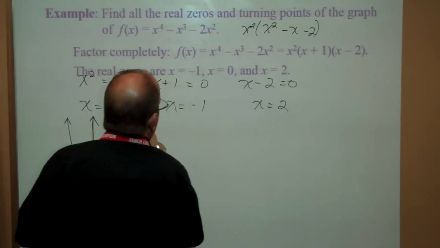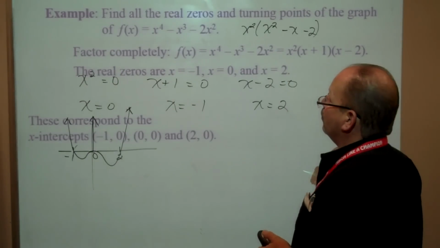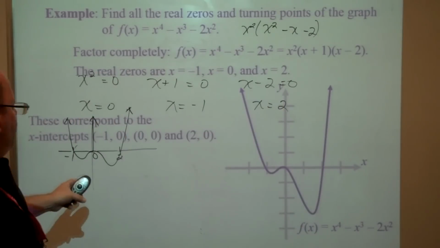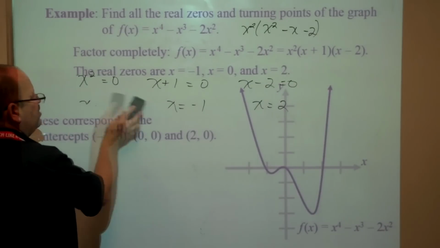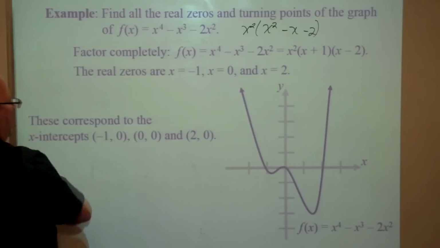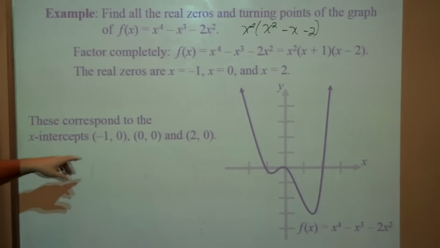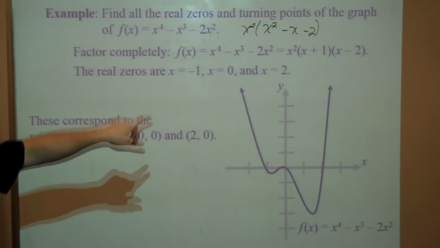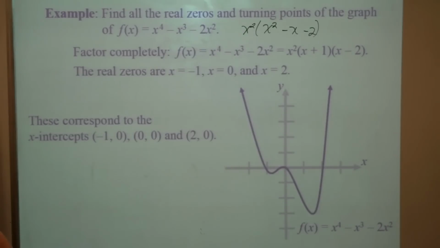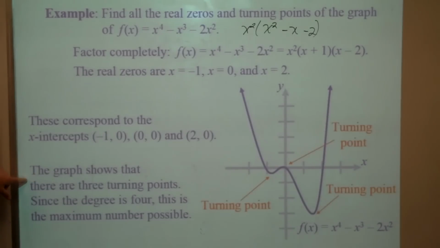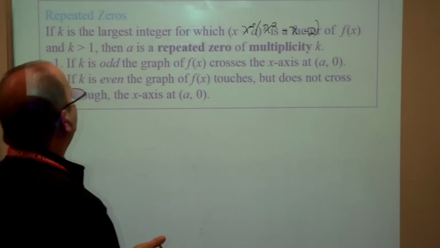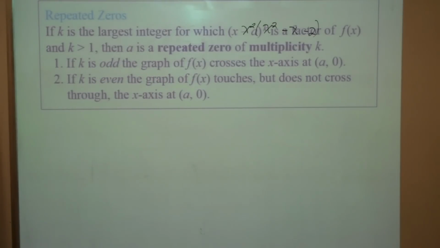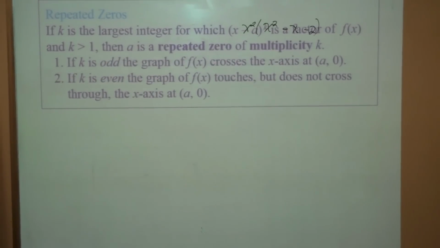Let's see what they've said. Well, now look at that. You see, you can do this. If you understand these basic things, and everything is following the same logic, you'll be able to see these graphs too. I know some of you already do. The graph shows that there are 3 turning points. Since the degree is 4, this is the maximum number possible. Turning point, turning point, turning point. Okay, pause here, come back for part B. I'll do some homework problems in part B.